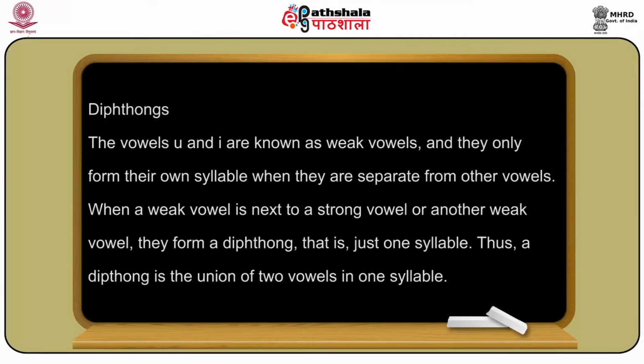And we are now going to talk about the diphthongs that are formed when 2 vowels come together. That is, a diphthong is when there is a weak vowel and a strong vowel, or when there are 2 strong vowels, or when there are 2 weak vowels together. Thus, a diphthong is the union of 2 vowels in one syllable.